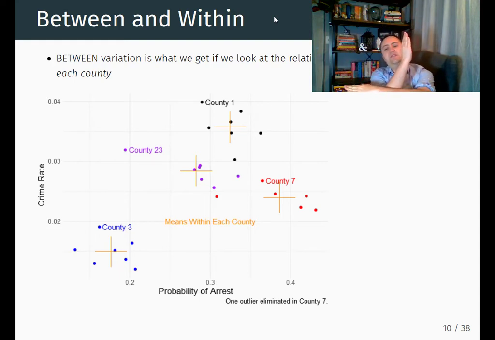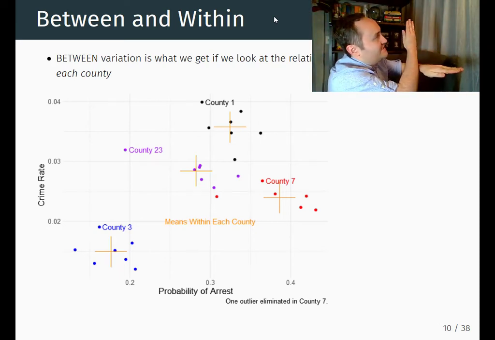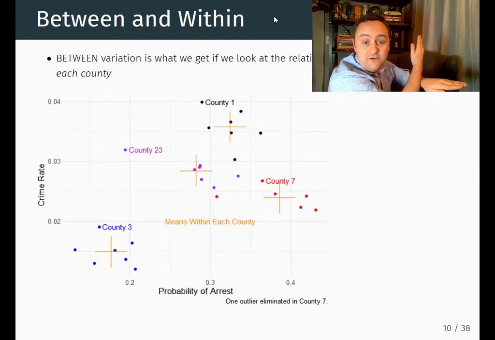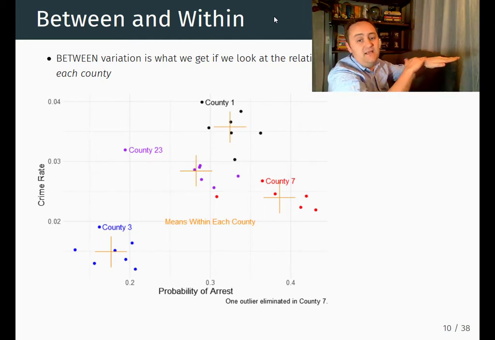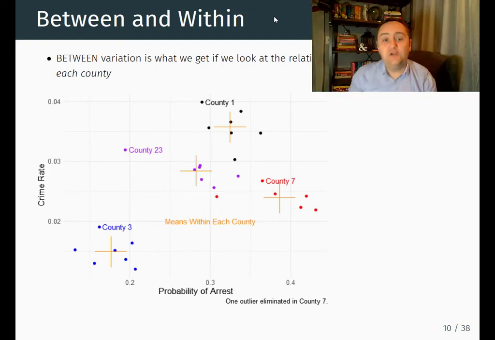But instead of using 0 and 0 in the same set of axes for all the counties, we're going to let each county have its own axis, and those axes are going to be centered at the means of the county. So if a point's over here, that means it is a higher probability of arrest and a higher crime rate than the county would typically be. It is above average for both of those. If it's down here, that means that it is an above average probability of arrest, but a below average crime rate, right? Everything is relative to those mean axes, and each county has its own one. So between variation is looking at the relationships across the crosses, right? So each county has its own mean.